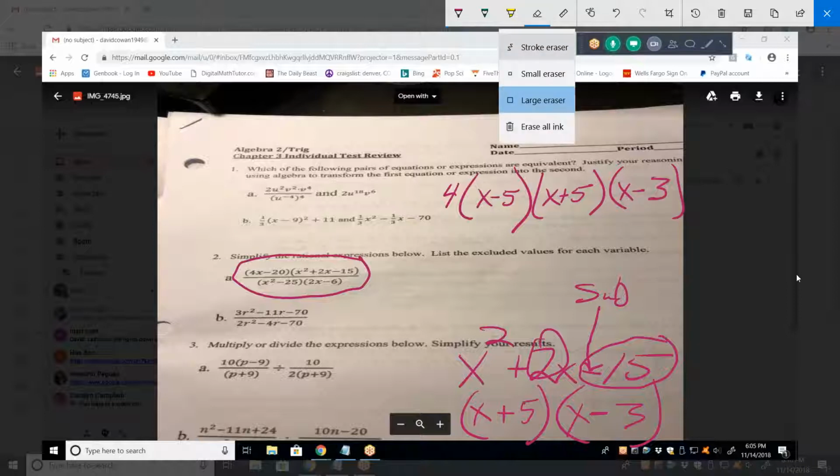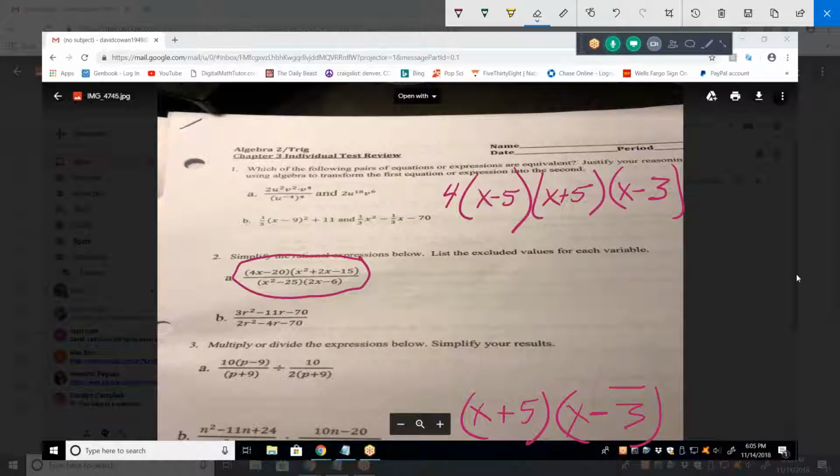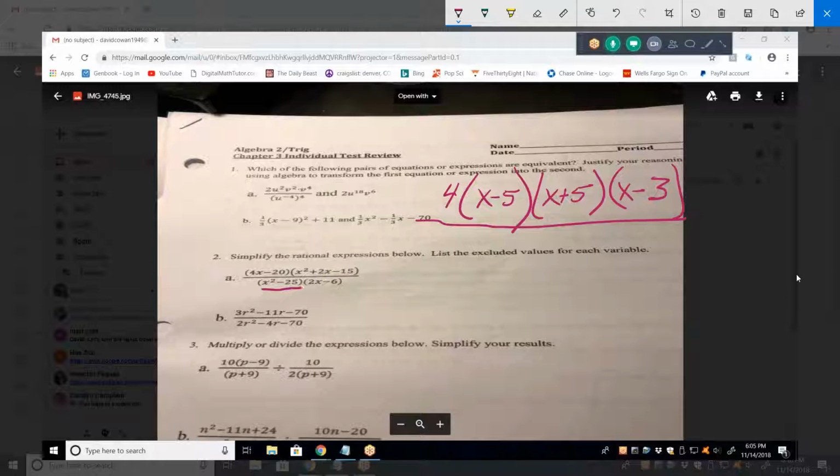Now, we got to deal with the bottom. Because what's going to happen is I'm going to factor the whole bottom, and then I'm going to cancel like crazy. All these problems are of that nature. So this term right over here, x squared minus 25, how does that factor?